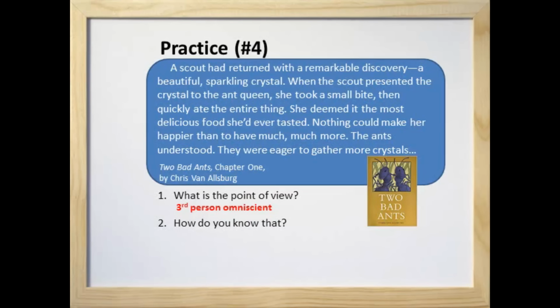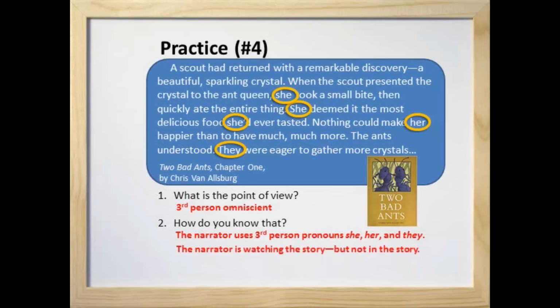Well, we know that the narrator is using third-person point of view versus second-person or first-person because of the pronouns. This narrator uses third-person pronouns she, her, and they. We also know that this is a third-person point of view because the narrator is watching the story, but not in the story. But how do we know that the third-person narrator is omniscient rather than limited or objective?